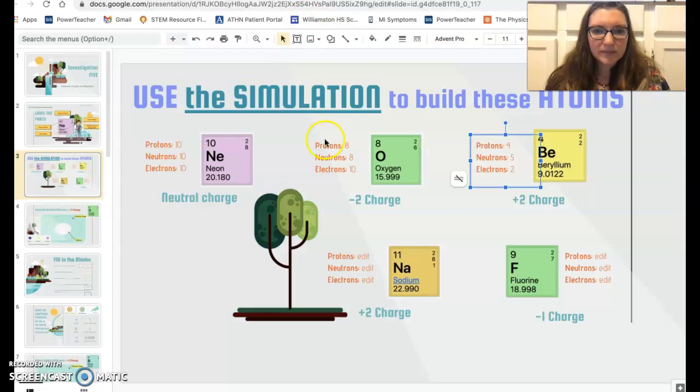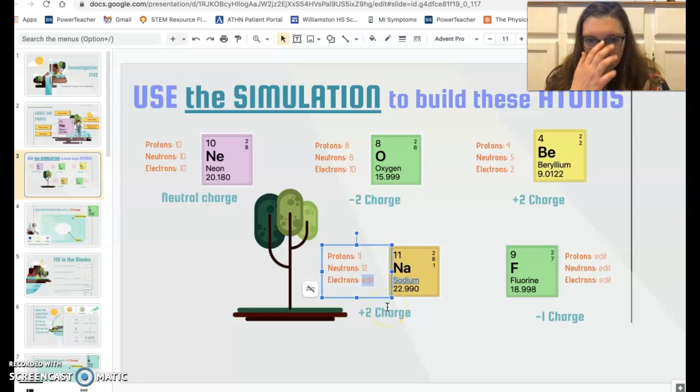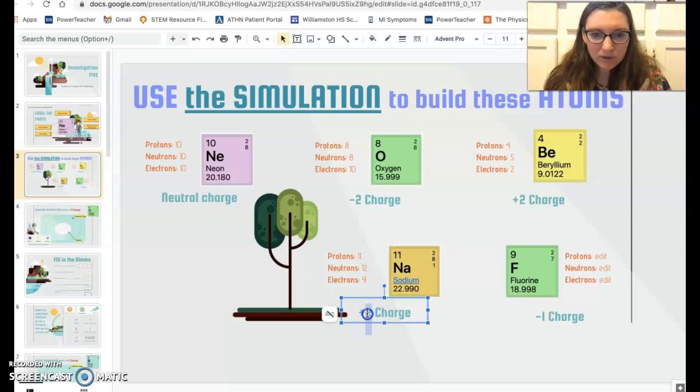Okay, let's go back here. All right, so sodium has 11 protons, as we can see here. This has an atomic mass of almost 23, so that means it's going to have 12 neutrons, and it has a +2 charge, so it's going to be 2 fewer electrons than protons. And this one I actually messed up on. It should have been a +1 charge. I'm going to fix that here.